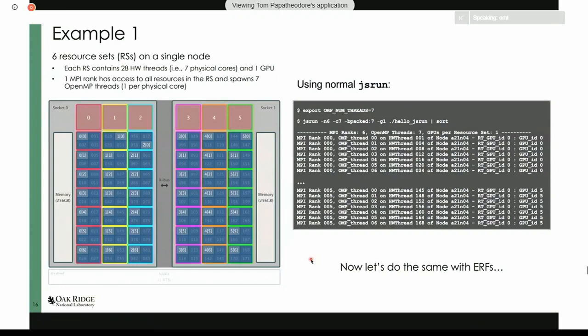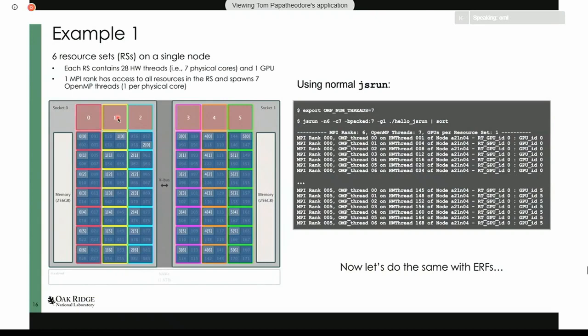And so this shows that we have 6 resource sets on a single node. Each resource set contains 7 physical cores, or 28 hardware threads, and 1 GPU, right? So this red resource set has hardware threads 0 through 27 and GPU 0. This yellow resource set has hardware threads 28 through 55 and GPU 1, and so forth.